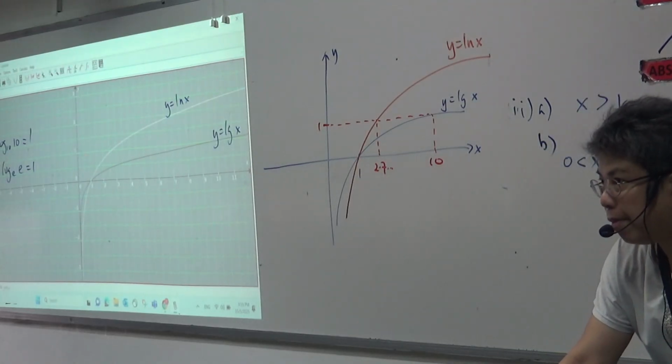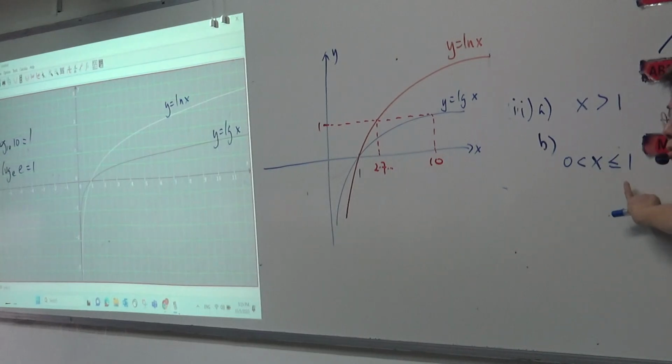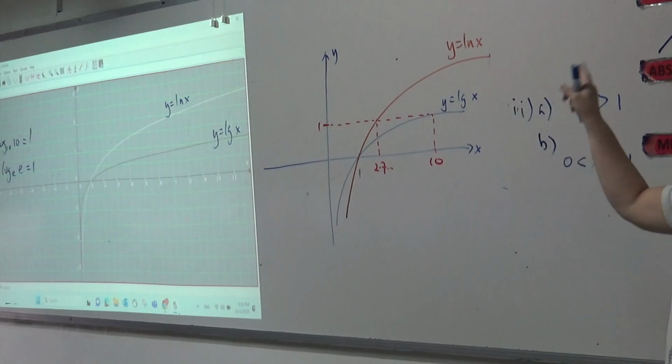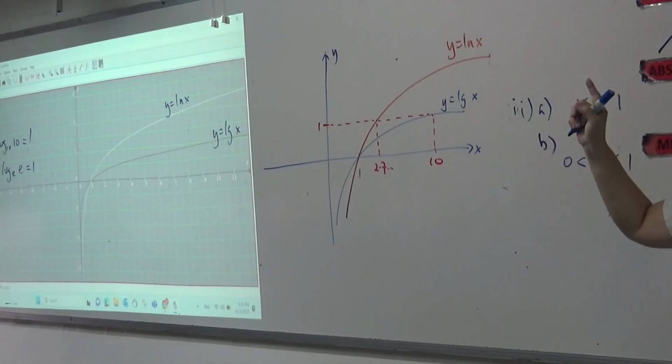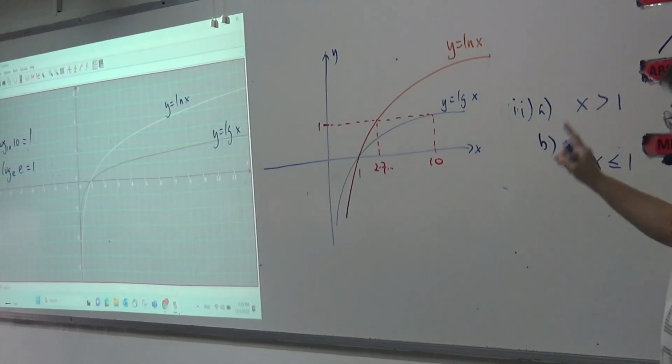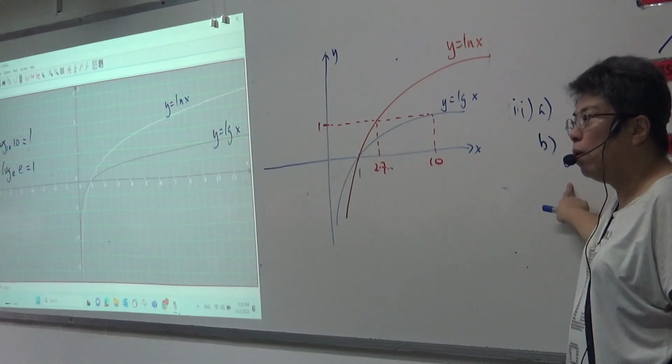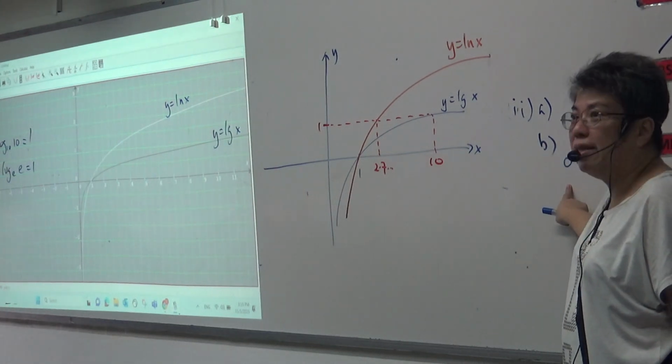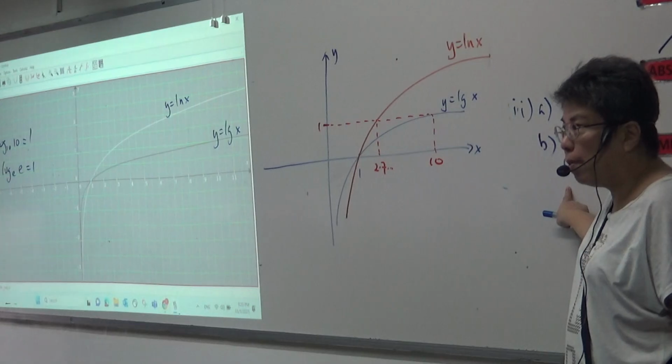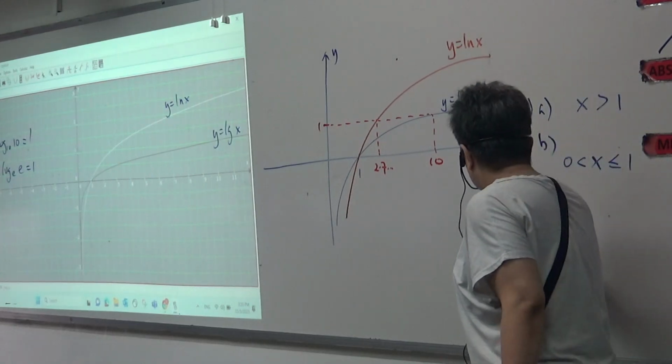Correct. How come I include 1? Because log base 10 of 1 is 0, equal to 0. Can you understand? Now, how come I do not include 0? Because it's undefined. Can you see what I'm talking about? Okay, then let's take a look at part C.